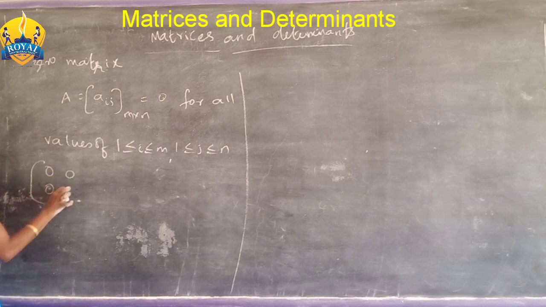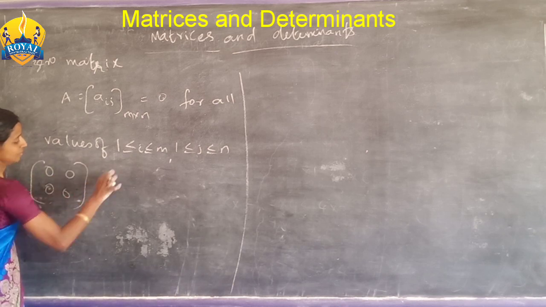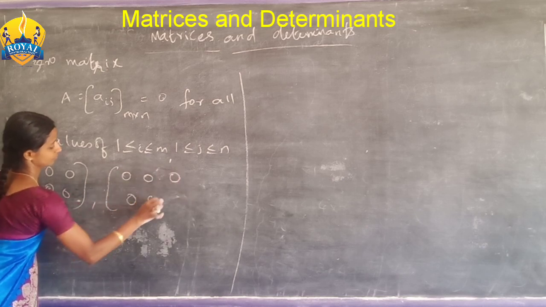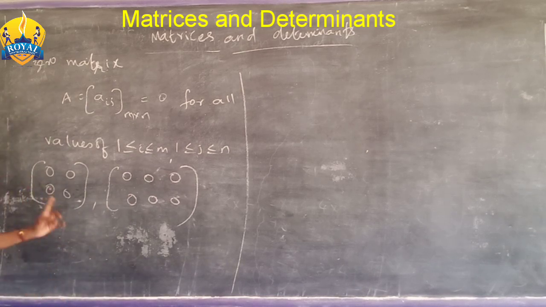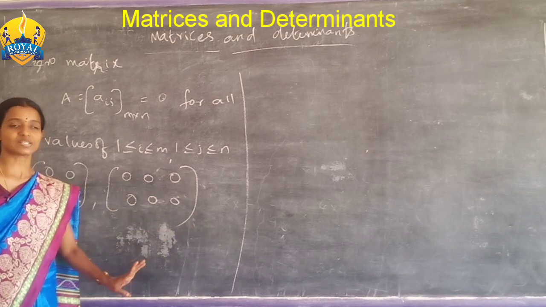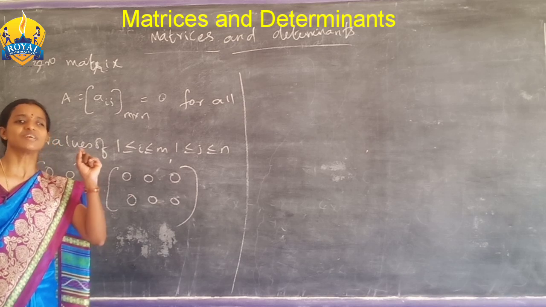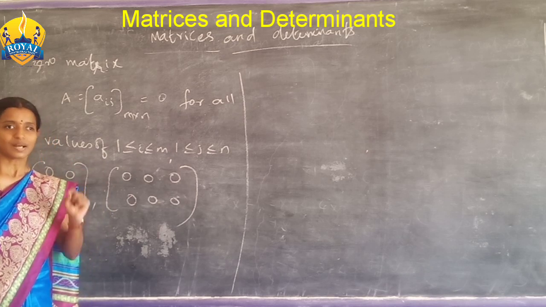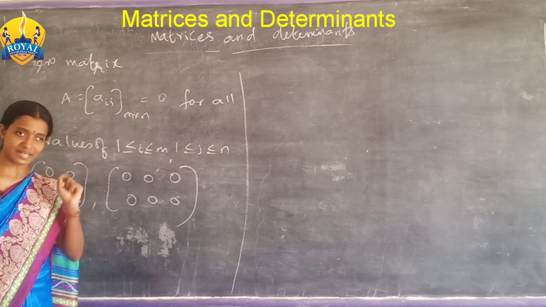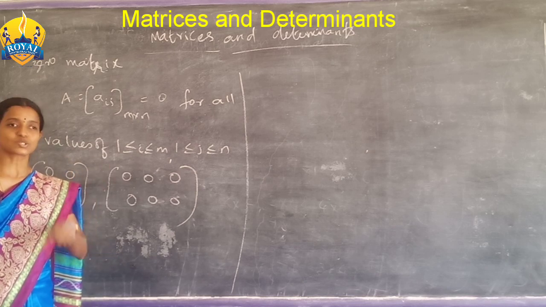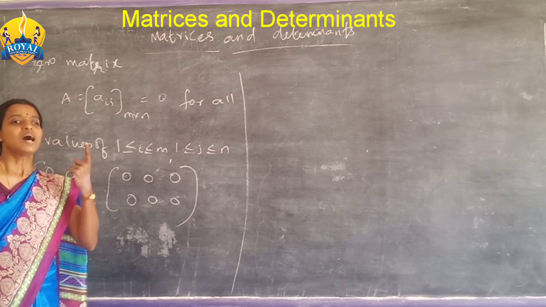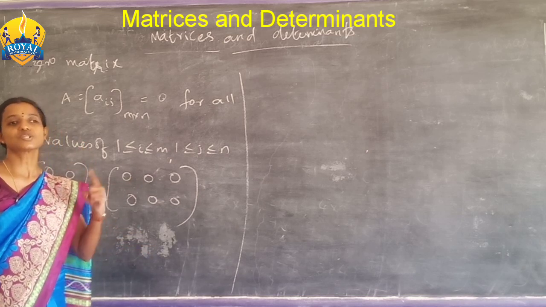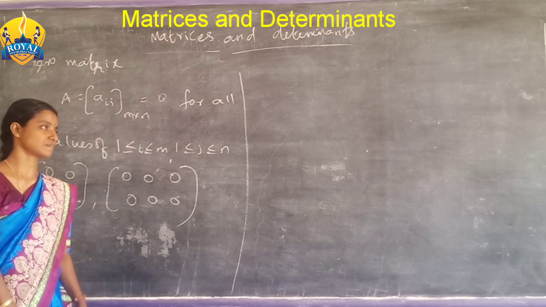So I can have this kind of zero matrix. I can have this kind of zero matrix. Here my order is 2 cross 2 and here my order is 2 cross 3. If at least one of the entries in matrix A is non-zero, that matrix is called a non-zero matrix. If all the elements are 0, it is called a zero matrix. At least one element is non-zero, then it is called a non-zero matrix.